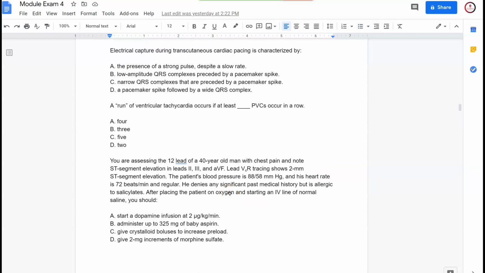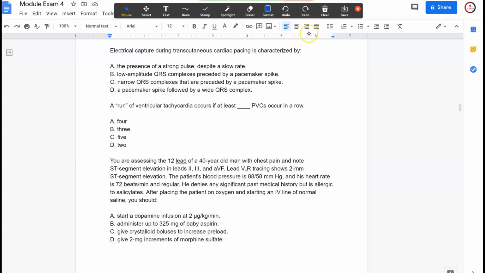Electrical capture during transcutaneous pacing is characterized by presence of a strong pulse despite a slow rate. Maybe, we'll hang on to that for now. Low amplitude QRS complex is preceded by... Oh, but wait. Electrical capture, right? Strong pulse is mechanical capture. So that's incorrect. Low amplitude QRS complex is preceded by a pacemaker spike.